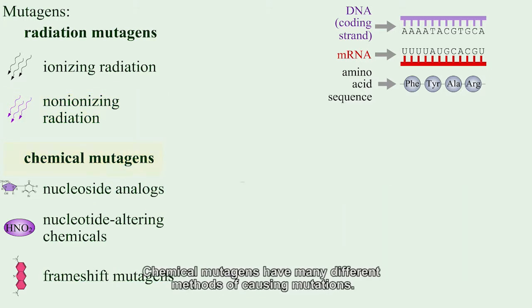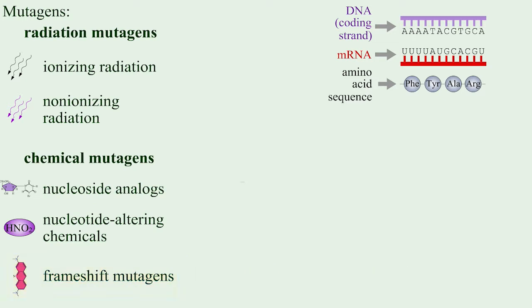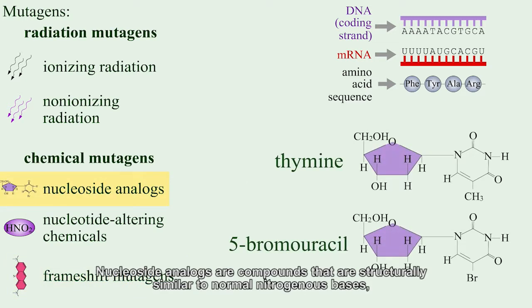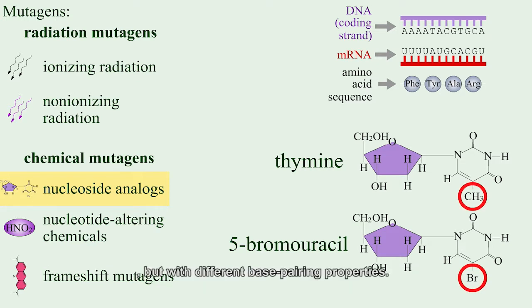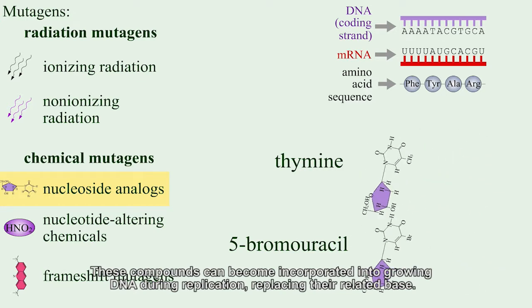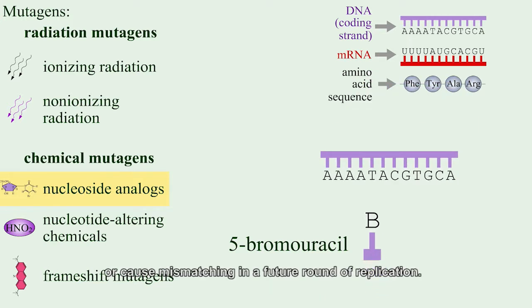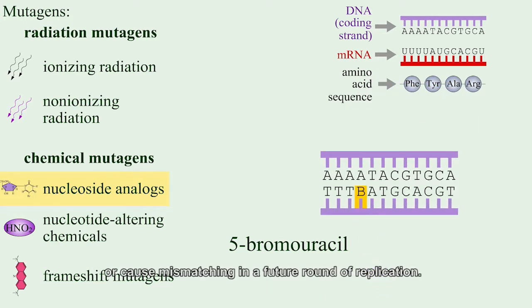Chemical mutagens have many different methods of causing mutations. Let's look at how three different types of chemical mutagens work. Nucleoside analogs are compounds that are structurally similar to normal nitrogenous bases, but with different base pairing properties. These compounds can become incorporated into growing DNA during replication, replacing their related base. Once incorporated, the nucleoside analog can inhibit further replication or cause mismatching in a future round of replication.